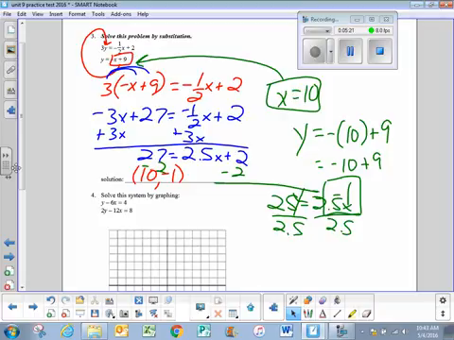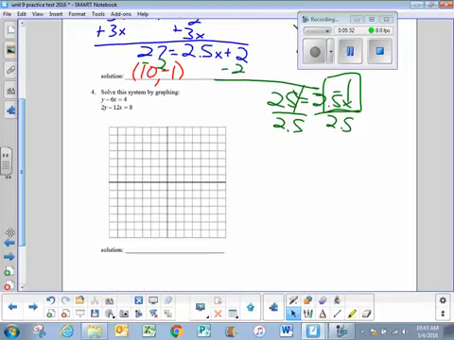You would add one now. Then you'd have negative 2.5 over here and negative 25 over here, and you still get 10 if you get all the calculations right. Number 4, solve by graphing.